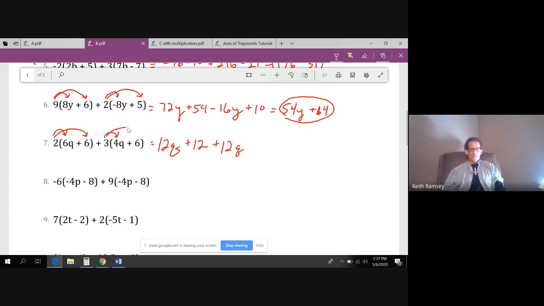And then I have 3 times 6 is 18. And I look for matches. So I'm going to look at my q's. I got 12q here and here. They're both positive, so it's going to equal 24q. And then I've got this 12 over here and this 18. They're both positive, so that's going to equal 30. You say 24q plus 30. This has a variable, this doesn't, so it's simplified. Can't do any more than that.